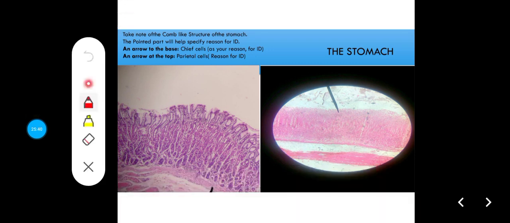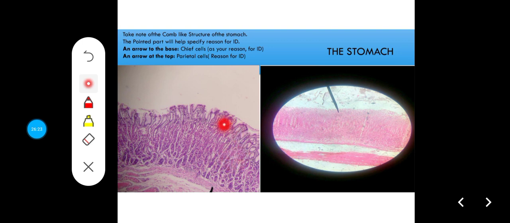Most of the parietal cells are closer to the gastric pits, which are the upper parts of the mucosa. So if they are pointing at the upper part of the mucosa, your main reason for identification should be the presence of parietal cells. But if your arrow is pointed at this lower part, for UNTH histology steeplechase exams, your main reason for hiding will be the presence of chief cells. So the area that is pointed will guide the response that you give.